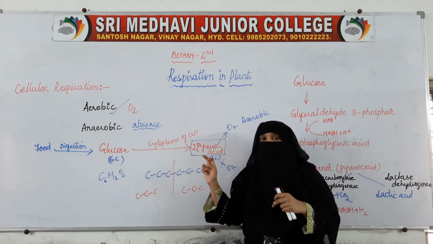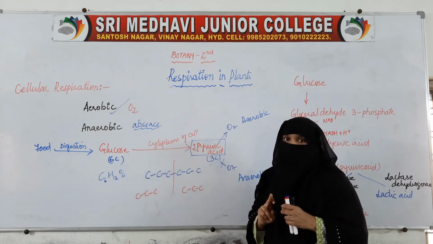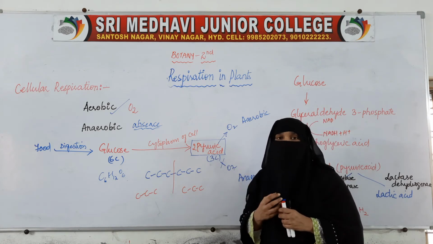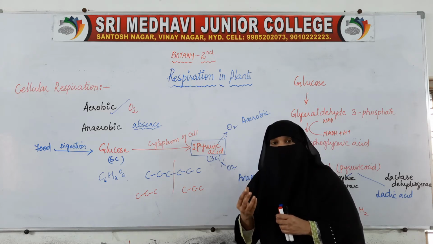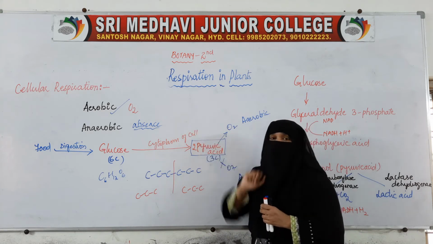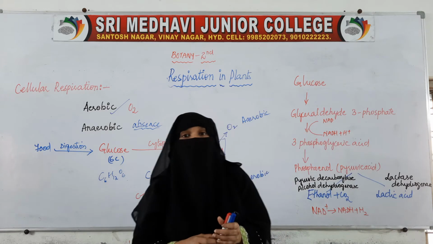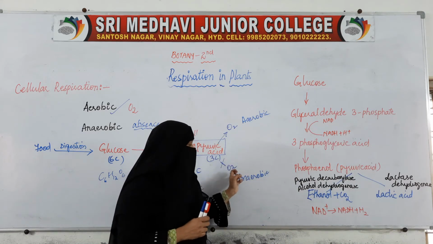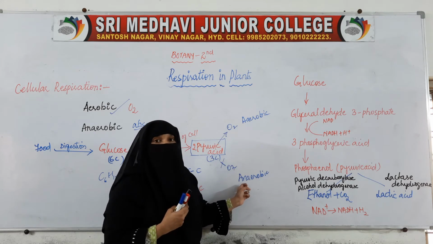If the cell gets oxygen, inside the cell pyruvic acid will be there. If pyruvic acid gets the oxygen, then the cell will perform aerobic respiration. And if pyruvic acid does not get oxygen, then that type of respiration is called anaerobic respiration.